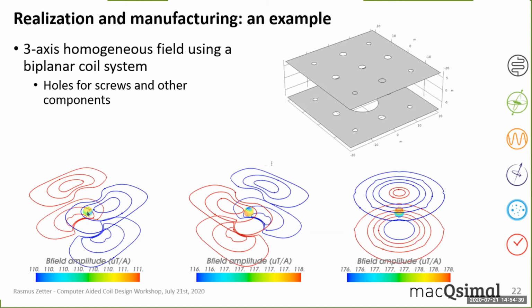And you can also see the target region, which is a sphere there in the center. And from the scale, you can see there's approximately 1% error within the target region, even though we have this large hole in the lower PCB. Right, so this is what we ended up with.